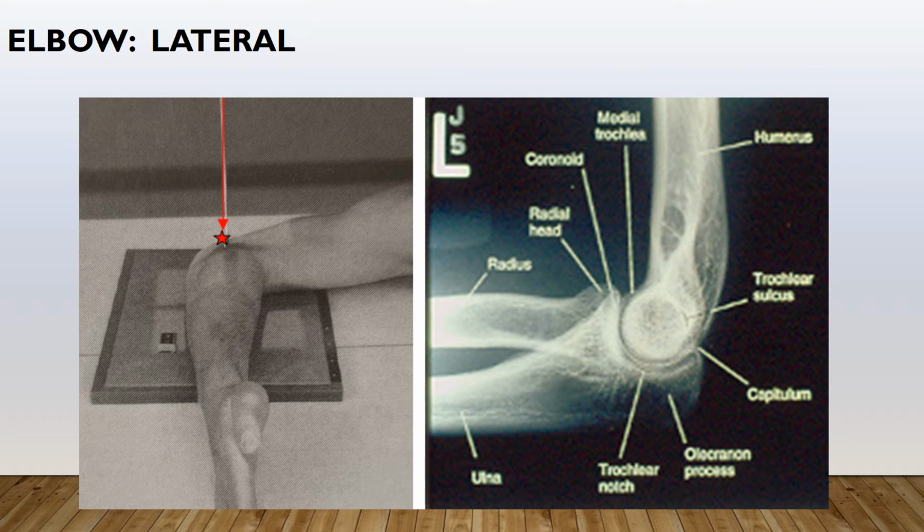And here is a lateral. Elbow is bent. Your center ray is going to be right in the middle of the elbow. And you want to make sure that the humerus, the forearm, and the wrist are all at the same plane and you are at a 90-degree angle.